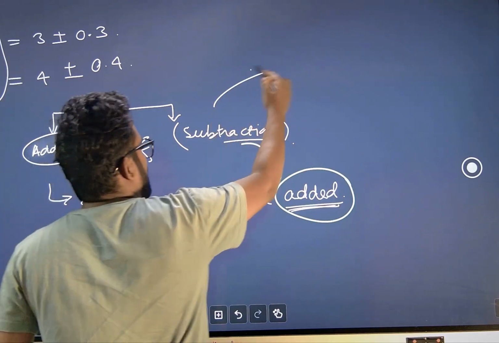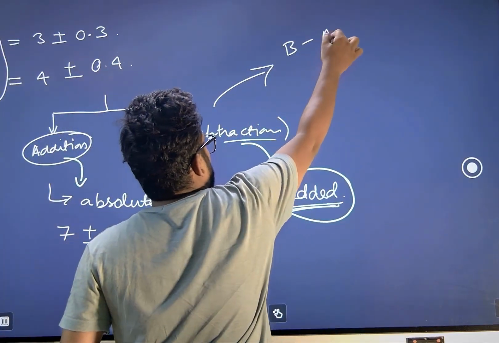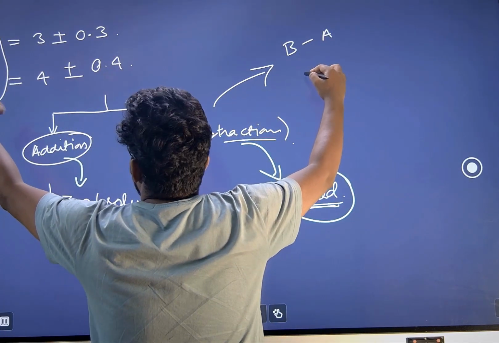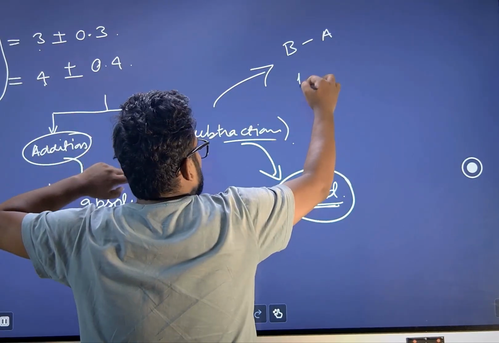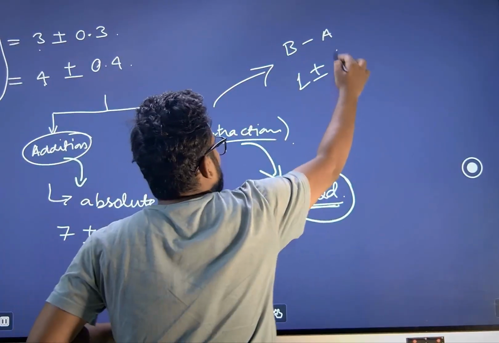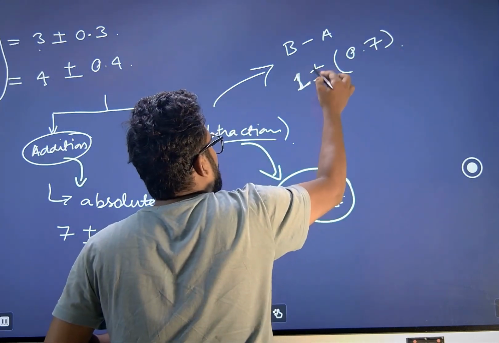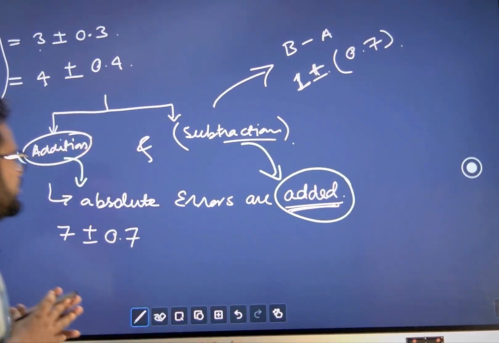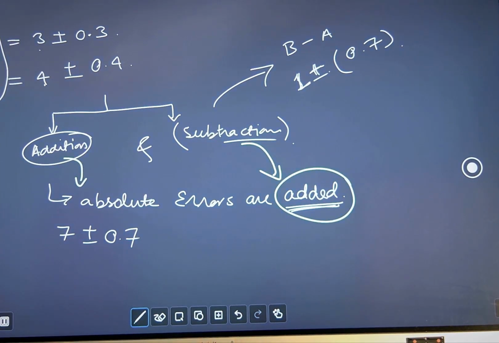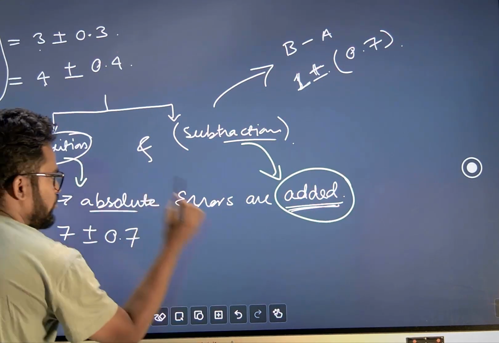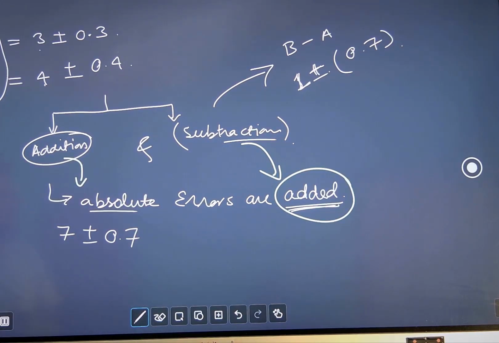If I want to do the subtraction here, let's say B minus A I want to calculate. B minus A is 4 minus 3, that is 1, and the error is added, 0.7 only. Absolute errors are added. So while doing addition or subtraction, you have to take care of absolute errors and add them. Clear? So we can add or subtract two quantities easily.